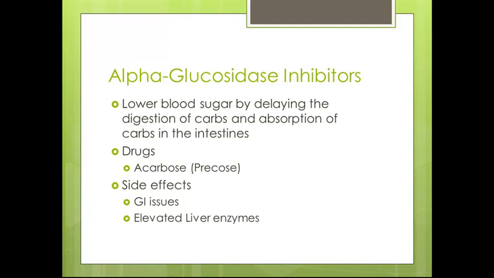Alpha-glucosidase inhibitors lower blood sugar by delaying the digestion of carbs or sugars and absorption of carbs or sugars in the intestines. Drugs are acarbose or Precose. Some side effects are GI issues and elevated liver enzymes. And this one can impair the liver and kidney function, so it's important that patients have normal liver or kidney function prior to starting this medication, and then usually need checkups after starting it.